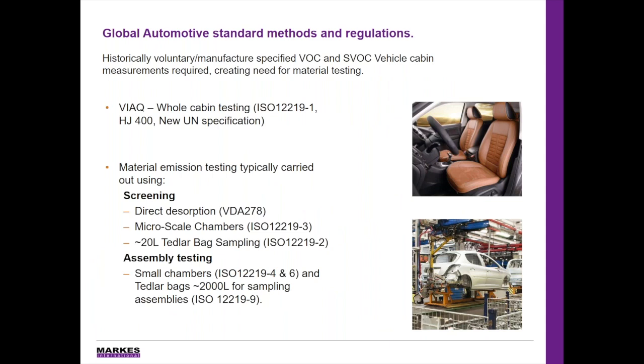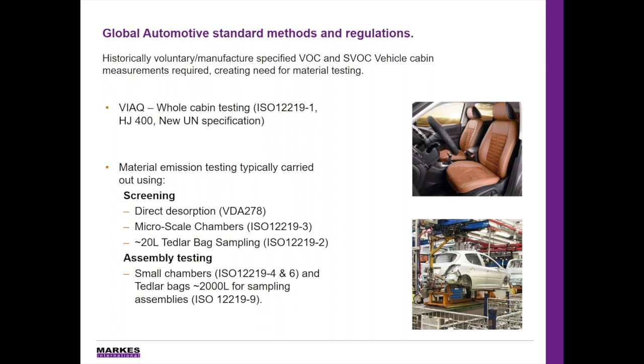So let's have a look at the more specific methodology. Historically, all of these regulations and methods have been set by the automotive manufacturers themselves or by national standard agencies. And they ask for vehicle cabin measurements. And this created the need for material testing. So after you have measured the air inside the cabin, and if there's something wrong, then obviously you need to be able to test the material inside the vehicle.